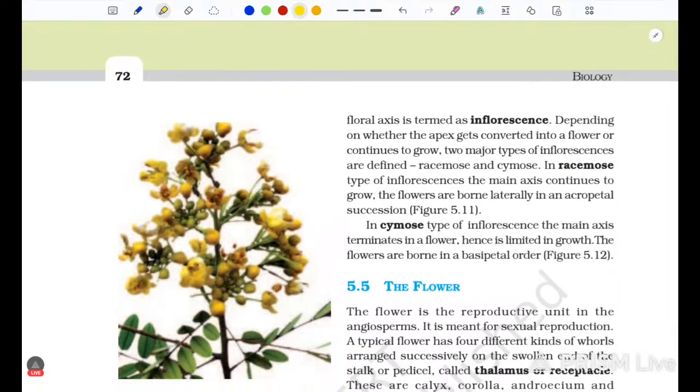Okay, so there are different types of inflorescence. You have got two major types. One is called as racemose and then cymose. In racemose, main axis continues to grow. The flowers are borne laterally, or in acropetal succession. Whereas in cymose, the main axis terminates in a flower. Hence, it is limited in growth. So the flowers are borne in a basipetal order. The main axis is going to terminate, that's not going to grow.